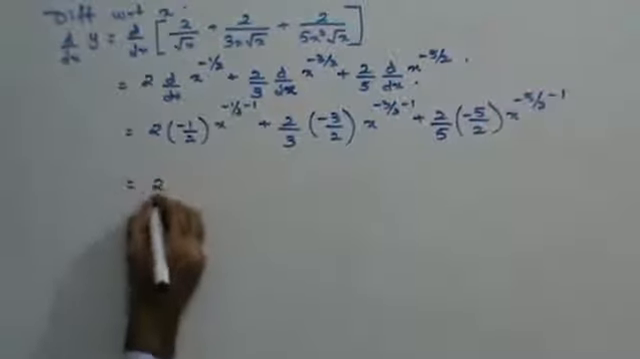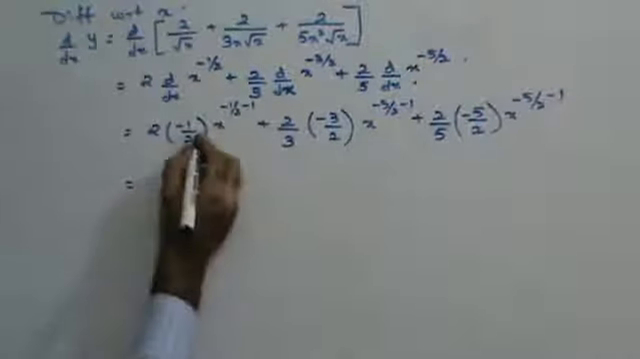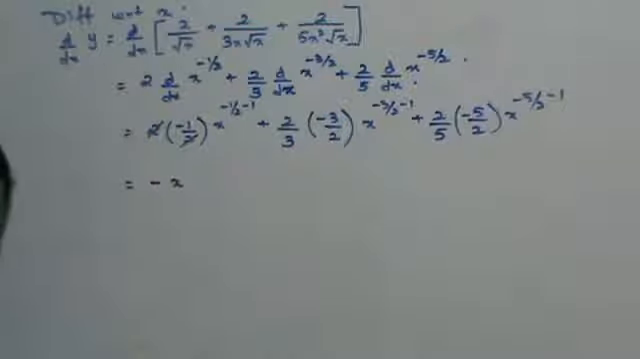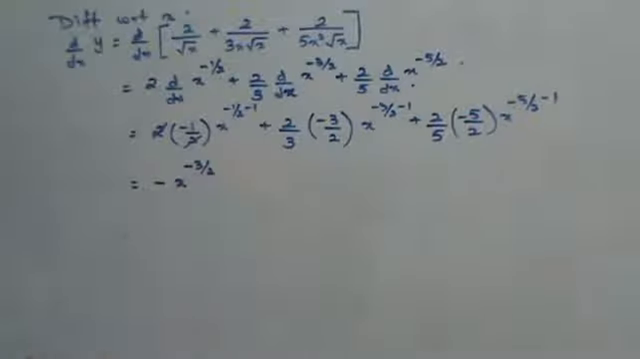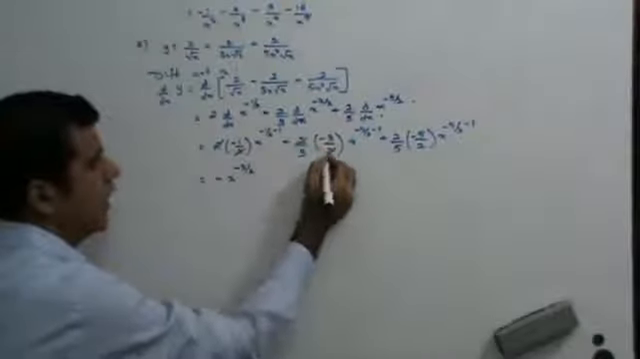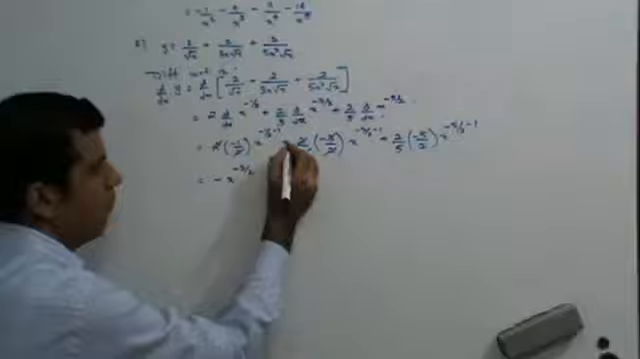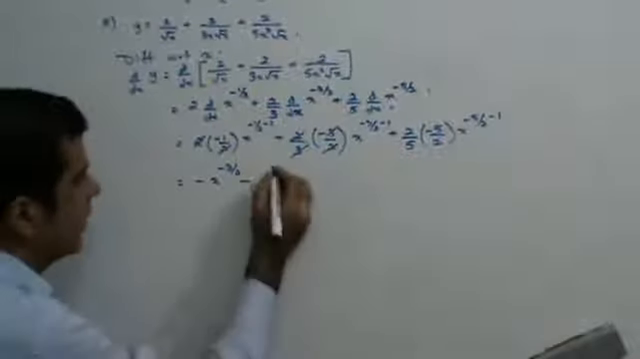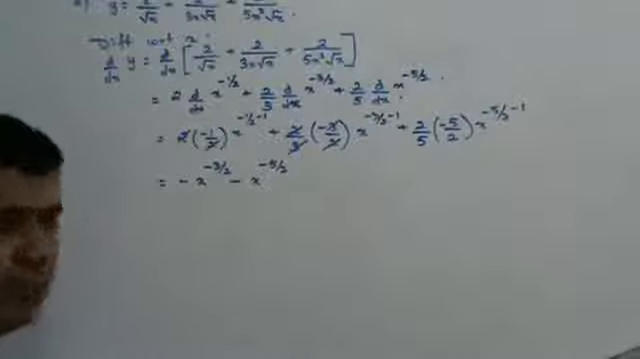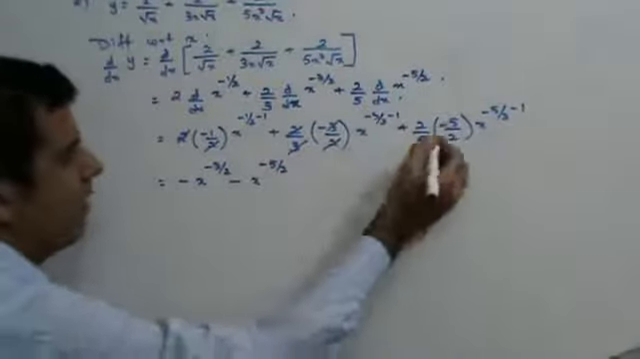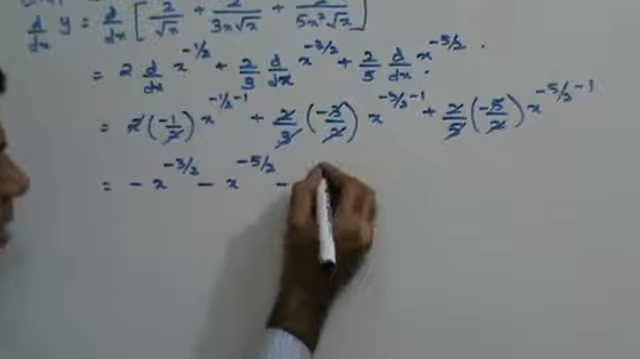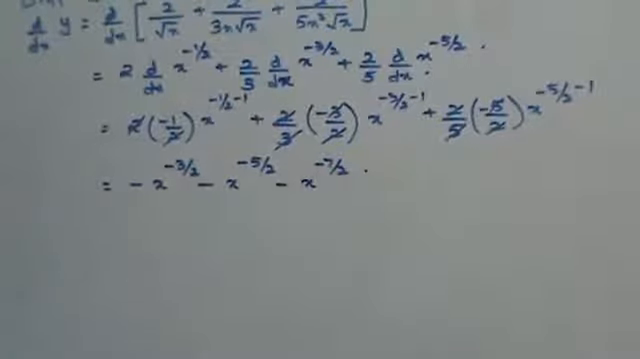Now this is going to be 2, 2 and 2 gets cancelled, minus x, minus 1 by 2 minus 1 is minus 3 by 2, 2 and 2 cancel, 3 and 3 cancel, plus into minus minus, minus 3 by 2 minus 1 is minus 5 by 2, similarly 5 and 5 cancel, 2 and 2 cancel, plus into minus minus, x raised to minus 7 by 2.